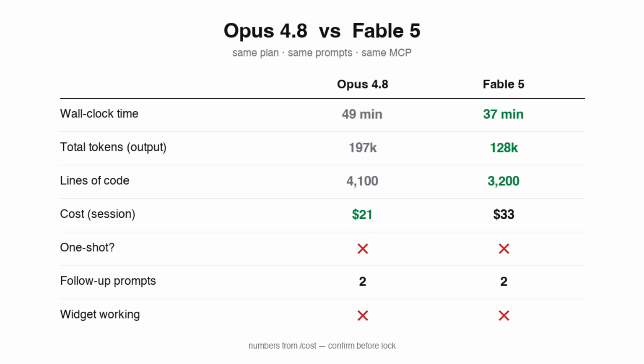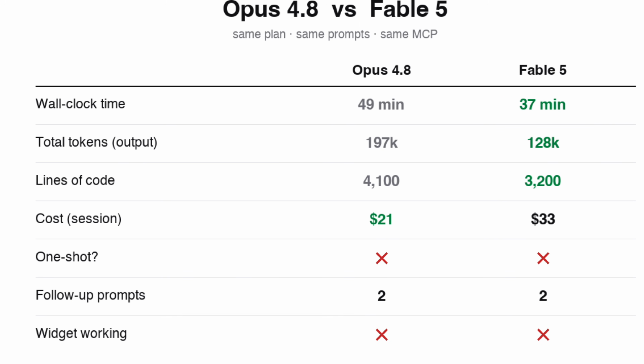So, is Fable 5 worth double the price? My honest take after this, I would say yes. The reason for that is because Opus 4.8 used more tokens and it didn't cost me 50% less. It wasn't actually 50% cheaper, it was only about 25% cheaper. And I still needed to iterate and the results weren't as good as Fable 5. That said, both models are great.